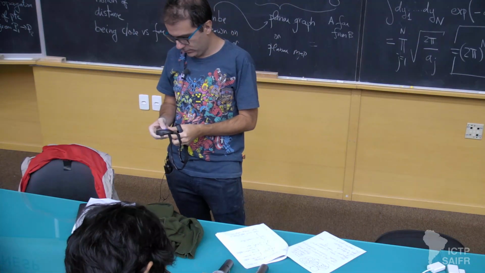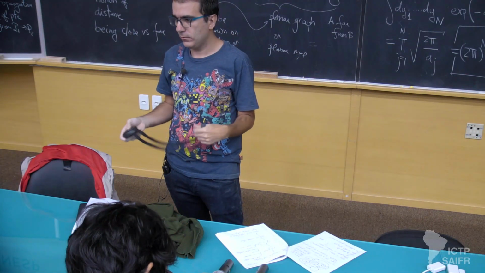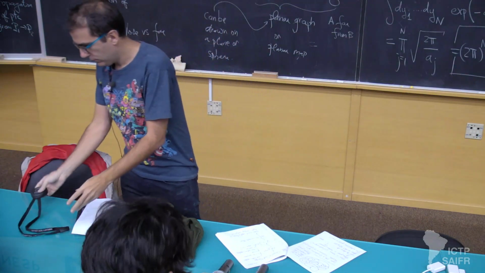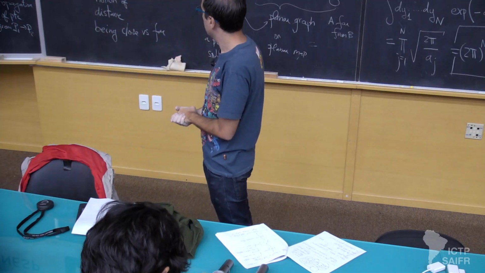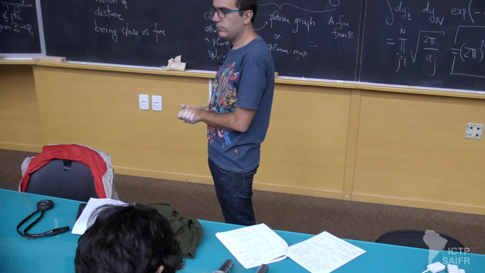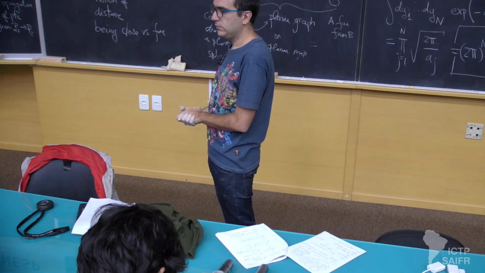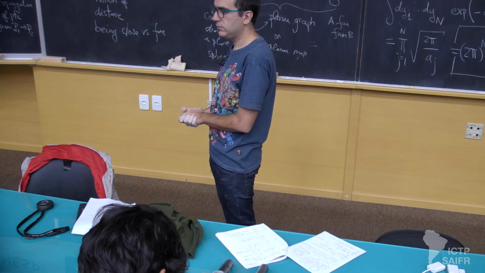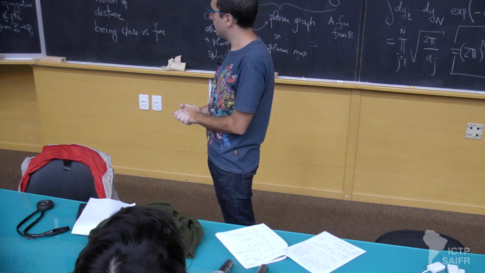Is there an easy way to see if a graph can be drawn on a surface or not? Yes, based only on the relations between the... There is. I will explain that.